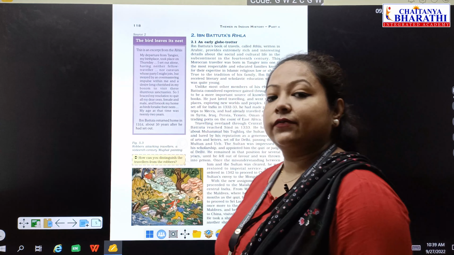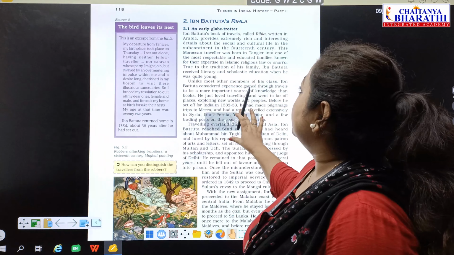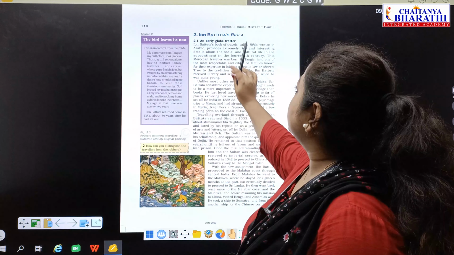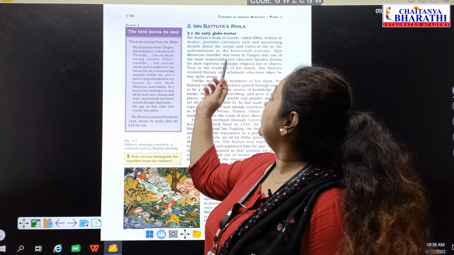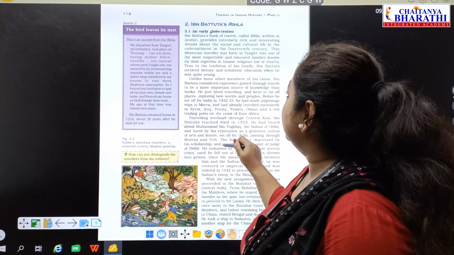Next, the second traveler, Ibn Battuta. Why is it called Ibn Battuta Rihala? That means the book of Ibn Battuta was called Rihala. Let us see who Ibn Battuta was.